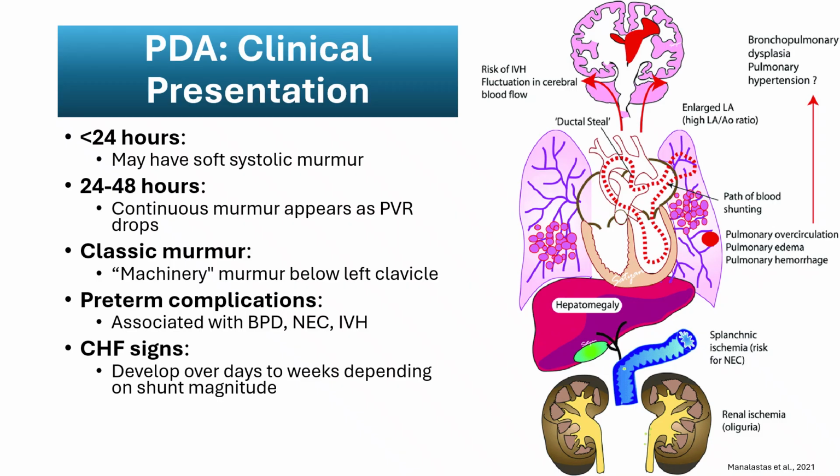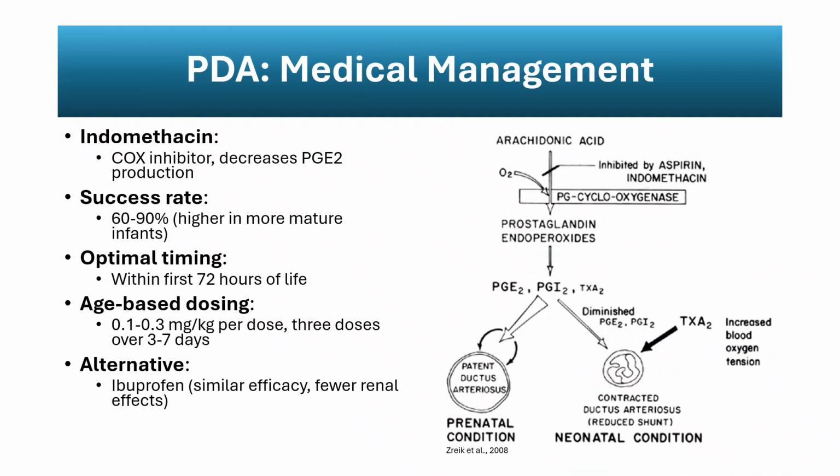A persistent ductal shunt contributes to pulmonary overcirculation and impaired systemic blood flow, which is strongly linked to complications such as bronchopulmonary dysplasia, necrotizing enterocolitis, and intraventricular hemorrhage. When the shunt is large, congestive heart failure develops gradually. Over days to weeks, infants show tachypnea, poor feeding, hepatomegaly, and growth failure as the left heart struggles with increasing volume load. Medical management of a patent ductus arteriosus focuses on tipping the balance toward constriction by reducing prostaglandin activity.